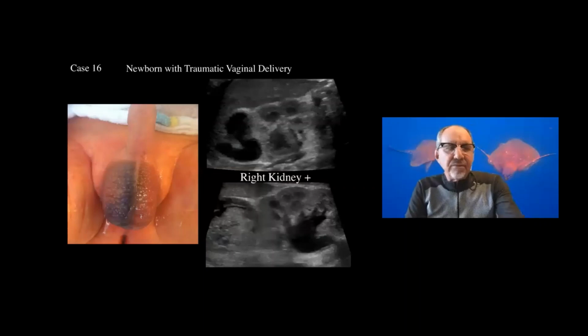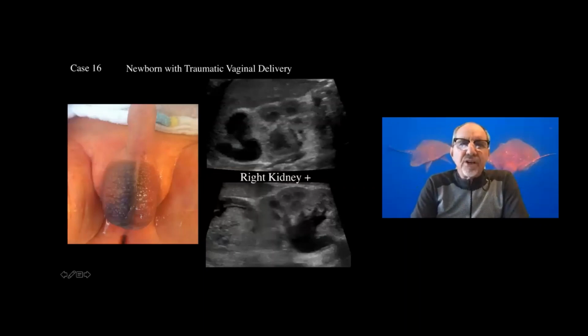All right, we've got 3 more cases. Number 16 is a newborn with a traumatic vaginal delivery. And this is what his exam of his external genitalia looks like.